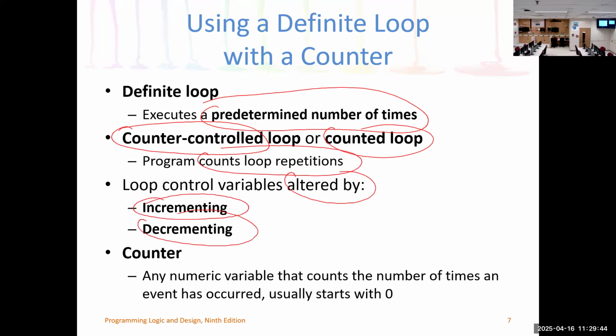And what is the counter? Counter is any numeric number that counts the number of times an event occurs. Usually it starts with the number 0, but not always. Think about if I want to count down, starting from 100, and after that 99, 98, and so on until we go to 0. But remember, whenever you work with a predetermined number of times, you need to have the counter control.